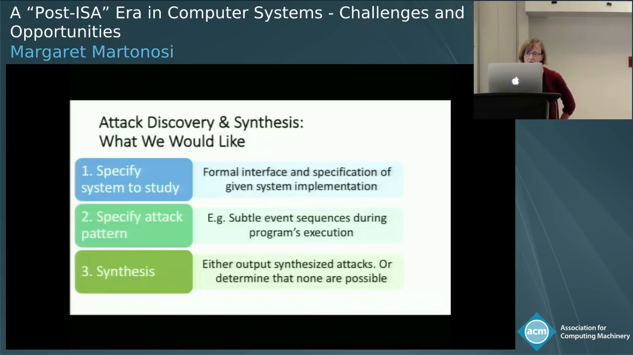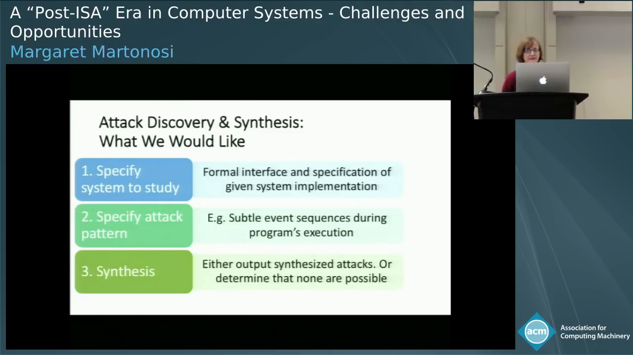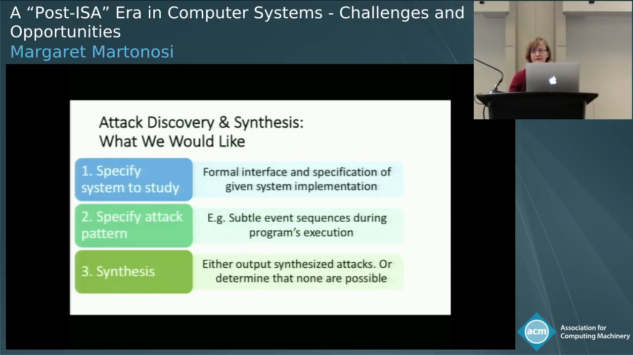So, in terms of moving to a more principled approach, what we would like is to be able to specify a system to study in some formal way. We would like to similarly specify the attack pattern or the class of attack patterns in some formal or automatically analyzable way. And then we'd like to be able to synthesize or analyze some digested version of those two. So for the system and the attack pattern, either tell me what's possible or tell me that nothing is possible and I can sleep tonight.